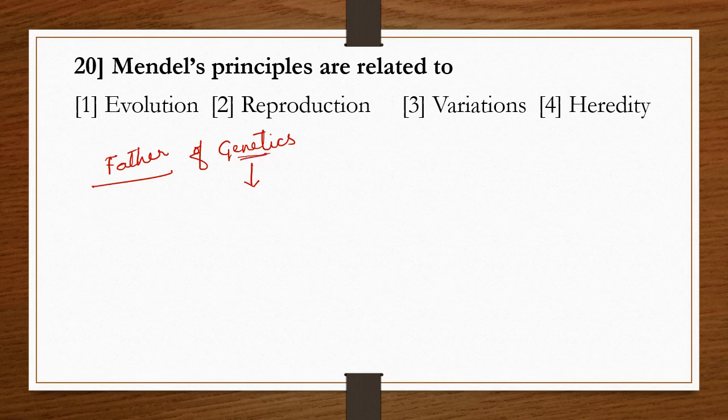So Mendel's principles are related to inheritance, nothing but heredity. Father of genetics, and his principles are related to heredity, the transfer of characters from one generation to another generation. So the correct answer is option 4. This is the correct answer.